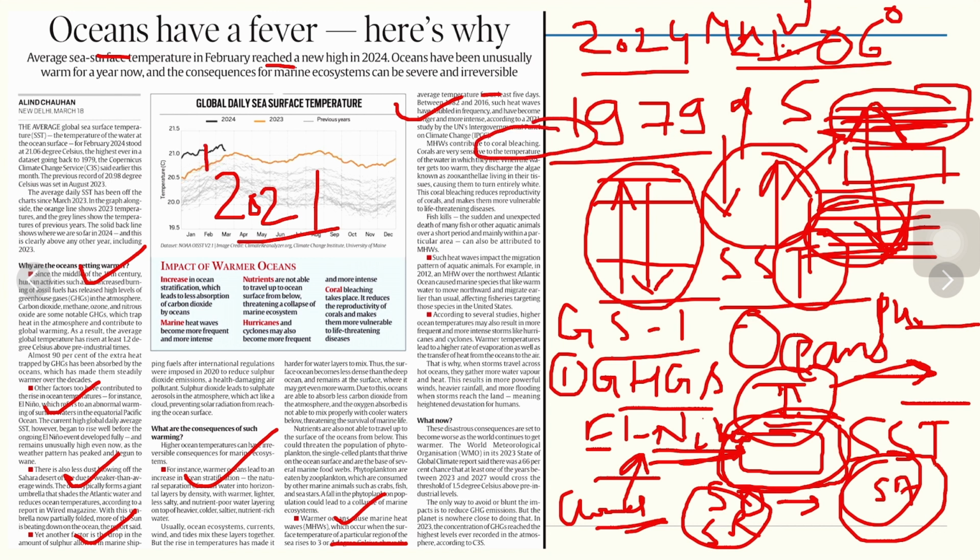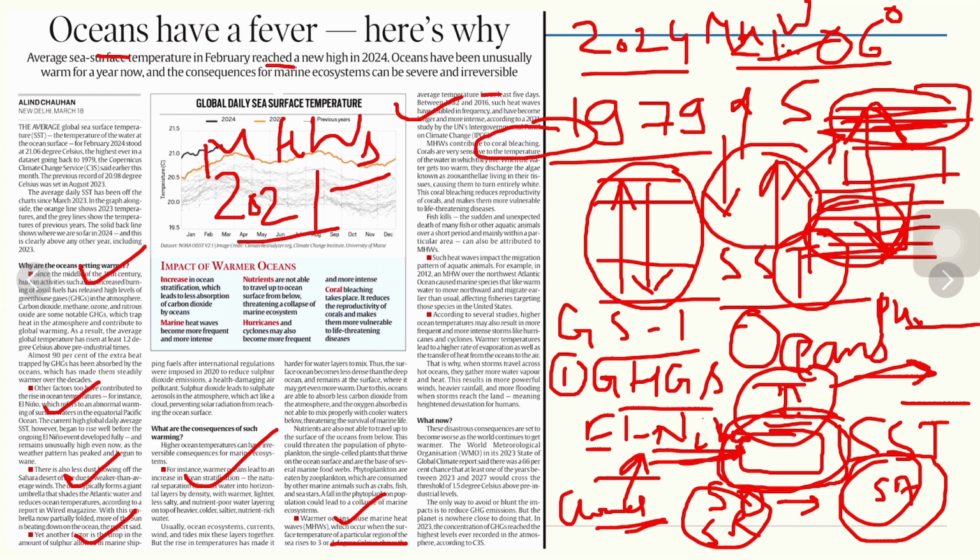MHWs contribute to coral bleaching also. What is MHW? Marine heat waves. Marine heat waves actually lead to coral bleaching. What is coral bleaching? Corals are very sensitive to temperature. If the temperature is high, they discharge the algae, and because of this discharge they start looking white, and that phenomenon is known as coral bleaching.